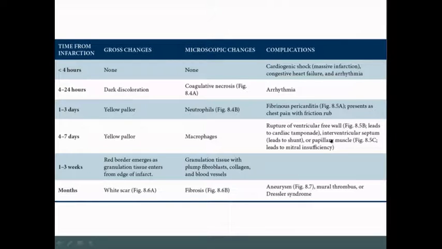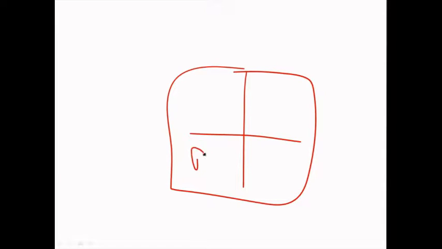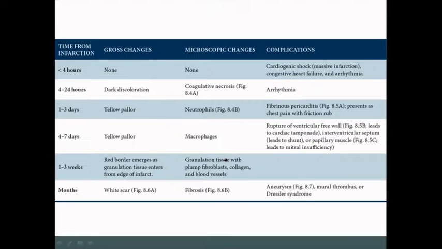Another complication of rupture would be to rupture the interventricular septum, leading to a shunt. So again, if this is your 4 chambers of the heart, and this is the right ventricle and left ventricle, and you've got an infarction here, if this ruptures, you're now going to create an opening between the right and left ventricle, and that could result in shunting of blood from the left ventricle to the right ventricle. In addition, you can get rupture of a papillary muscle, and this would lead to mitral insufficiency.